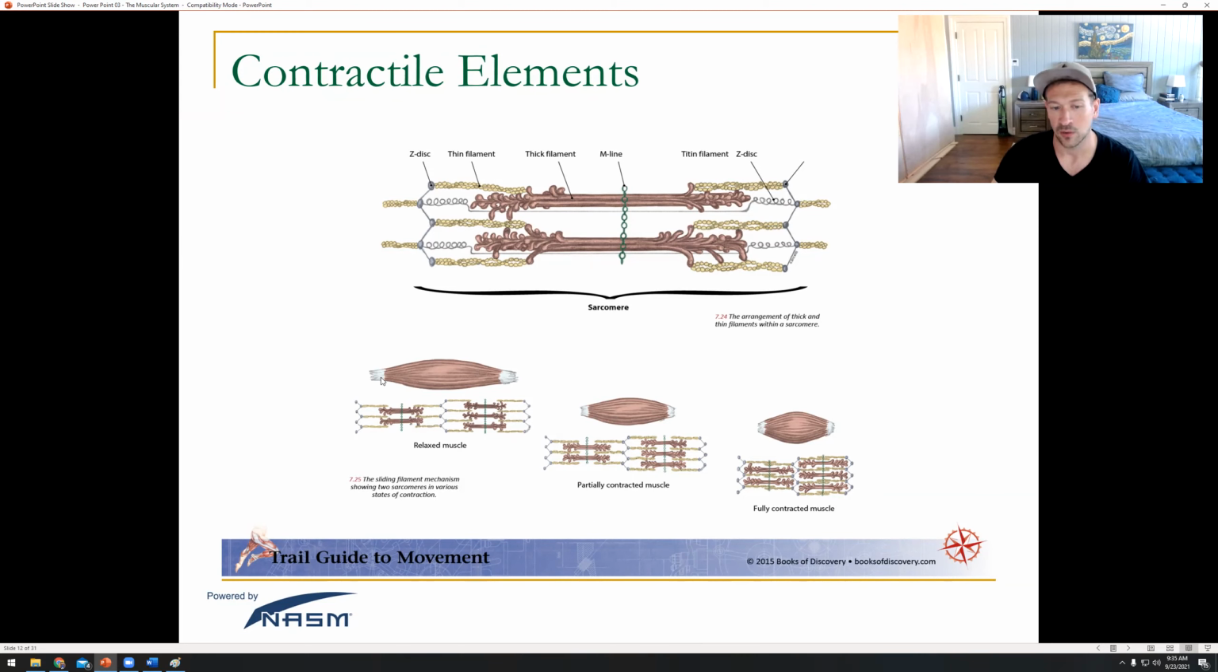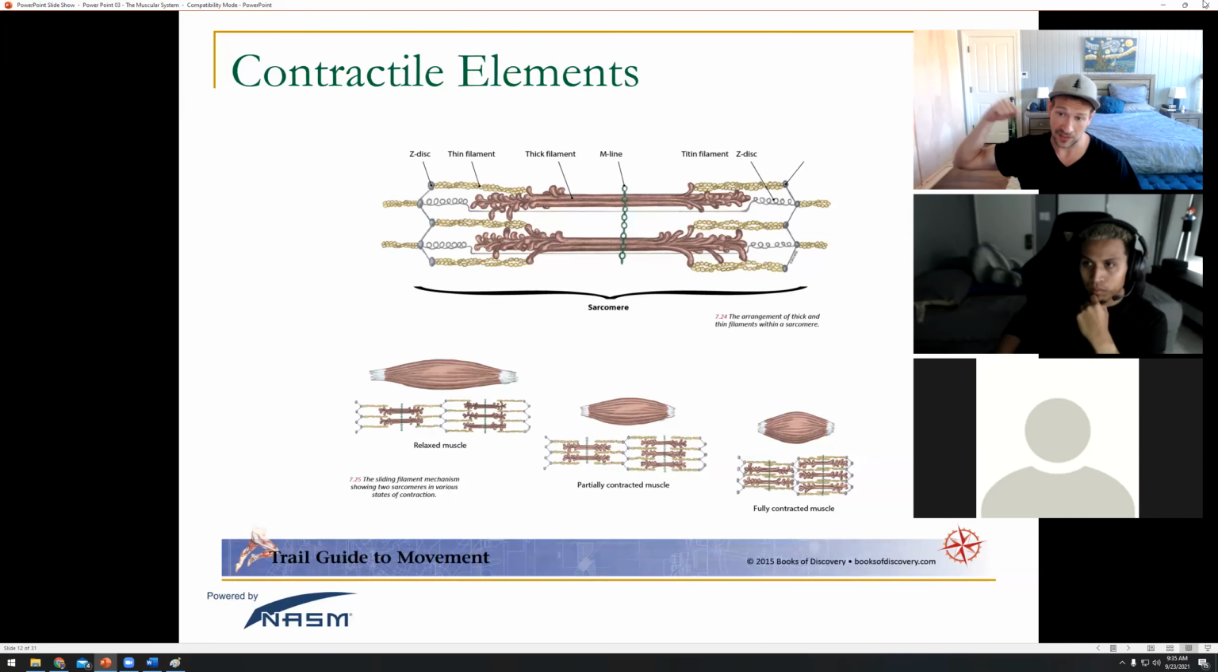And so in a relaxed muscle, the troponin and tropomyosin are in place blocking the binding sites. The muscle is not contracting. Then the nervous system says, hey, I want to contract that muscle, right? I want that muscle to squeeze so that I can lift these groceries, right? So how does it actually do that? How does your nervous system get this to happen?